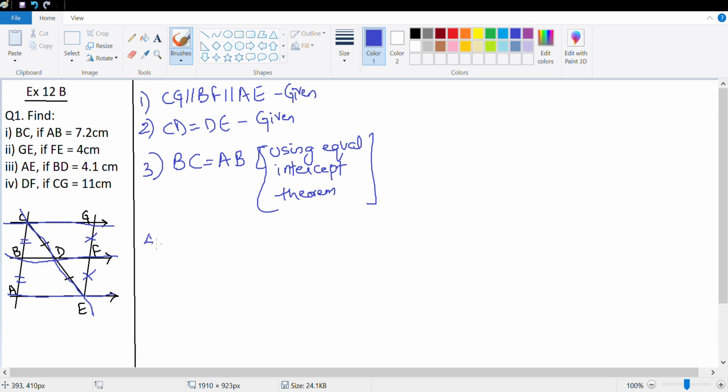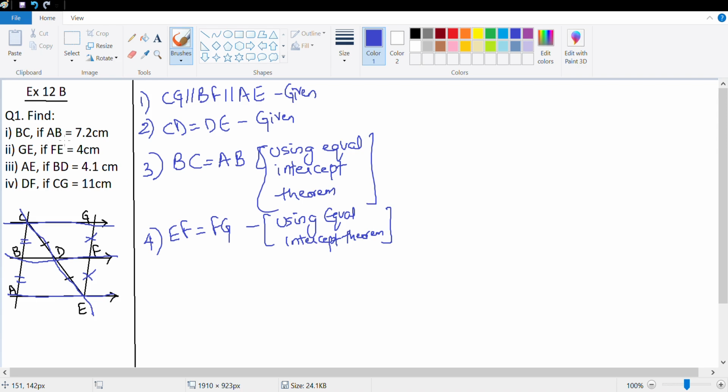So let's write this point number 4. Point 4 will be EF is equal to FG, and the reason remains using the equal intercept theorem. So for both of them, the reason remains the same. This is using the equal intercept theorem because all three lines are parallel, and CE, the transversal, is making equal intercepts. So this is what we've done.